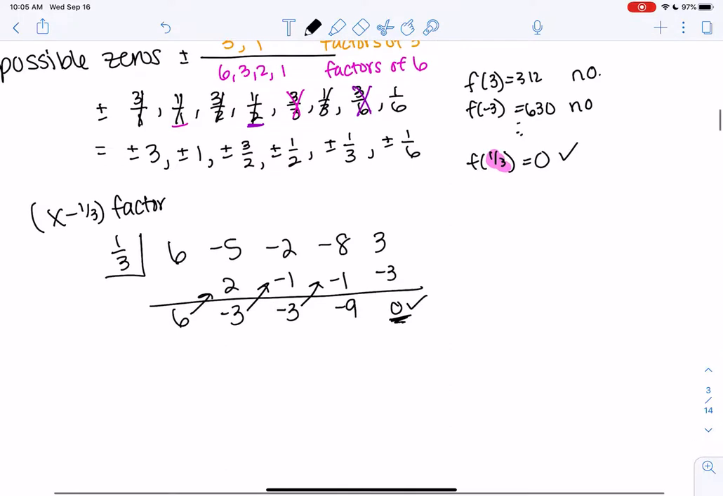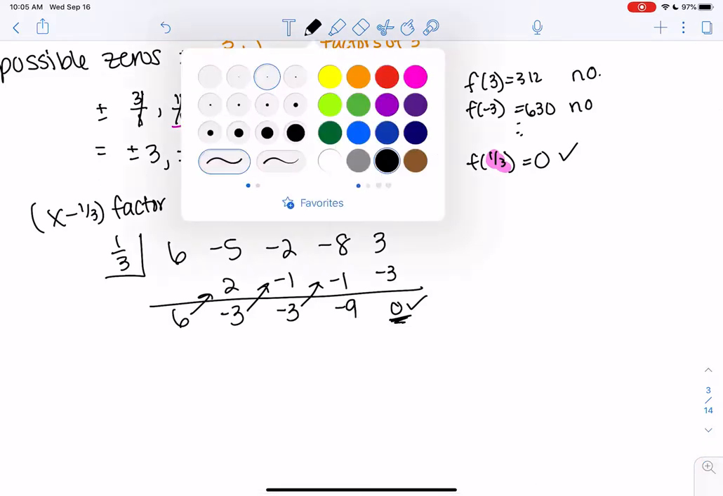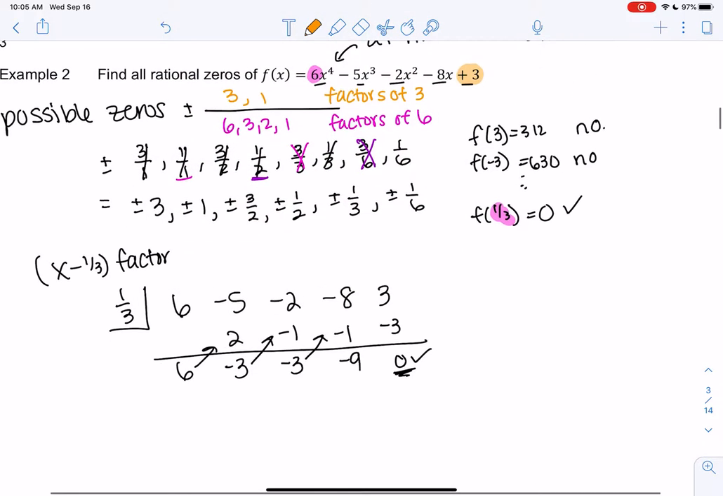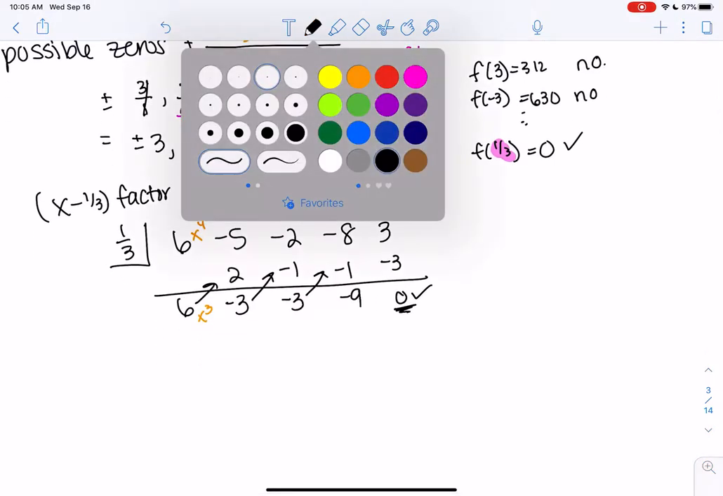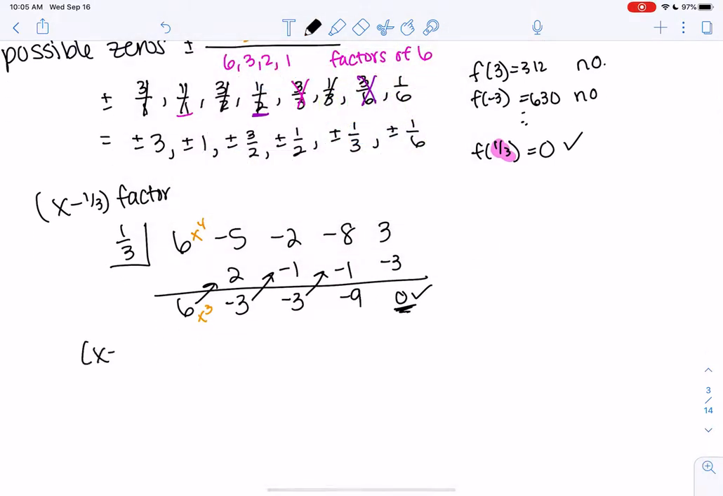And then let's see, now we started with x to the 4th. So this will be x cubed, which means we can't quite jump to the quadratic formula. We're going to have to guess and check zeros again. We have to keep doing synthetic division until we get down to x squared. So we've got to try one more time.